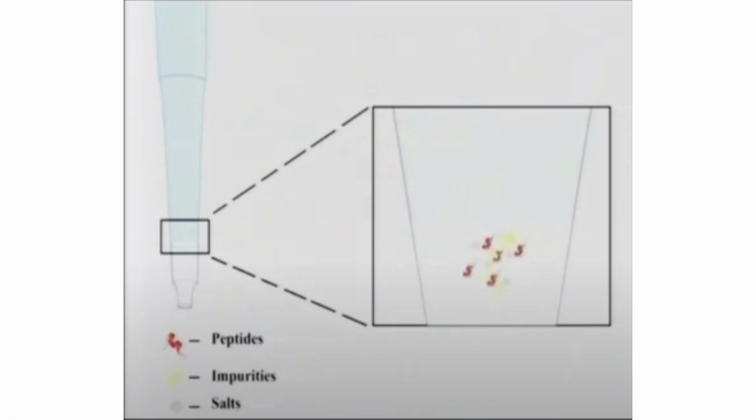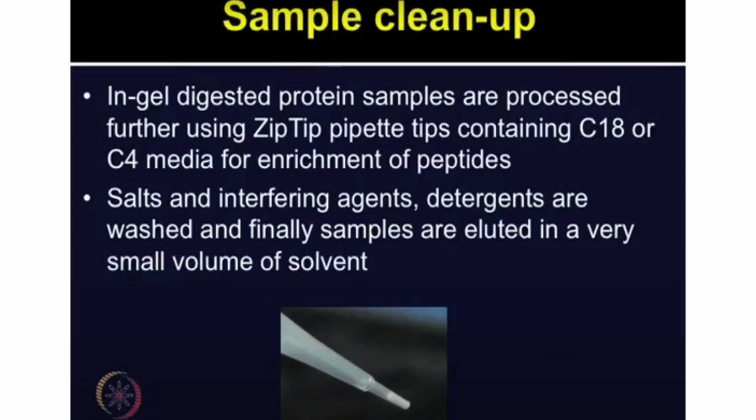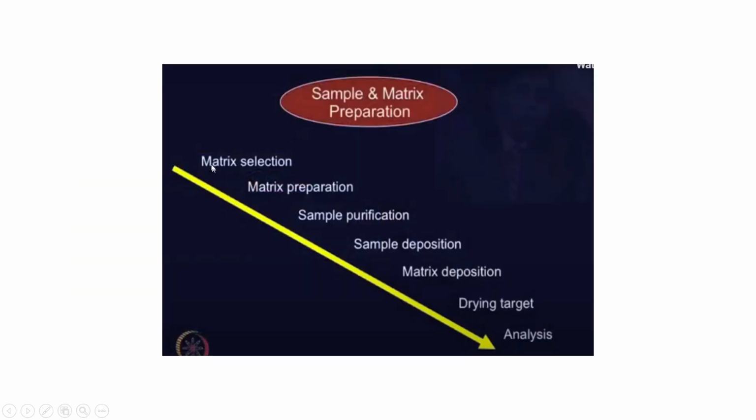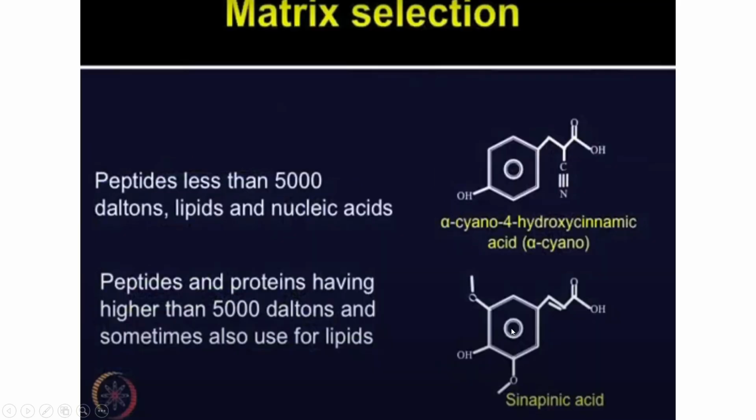Then you will filter it using zip tips. So this is how the zip tip looks. So this is how the filtration takes place. The impurities will be washed away and your protein will be present. This is the protocol that you generally use for analysis.